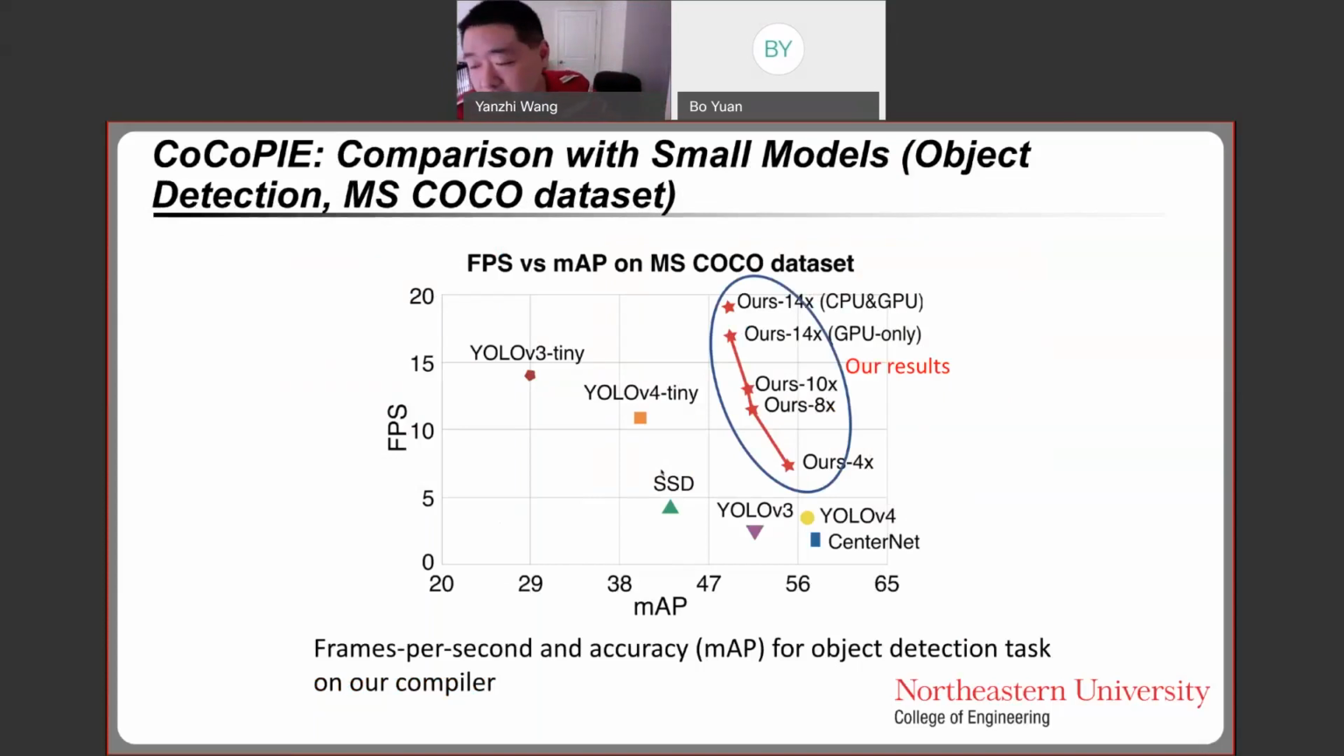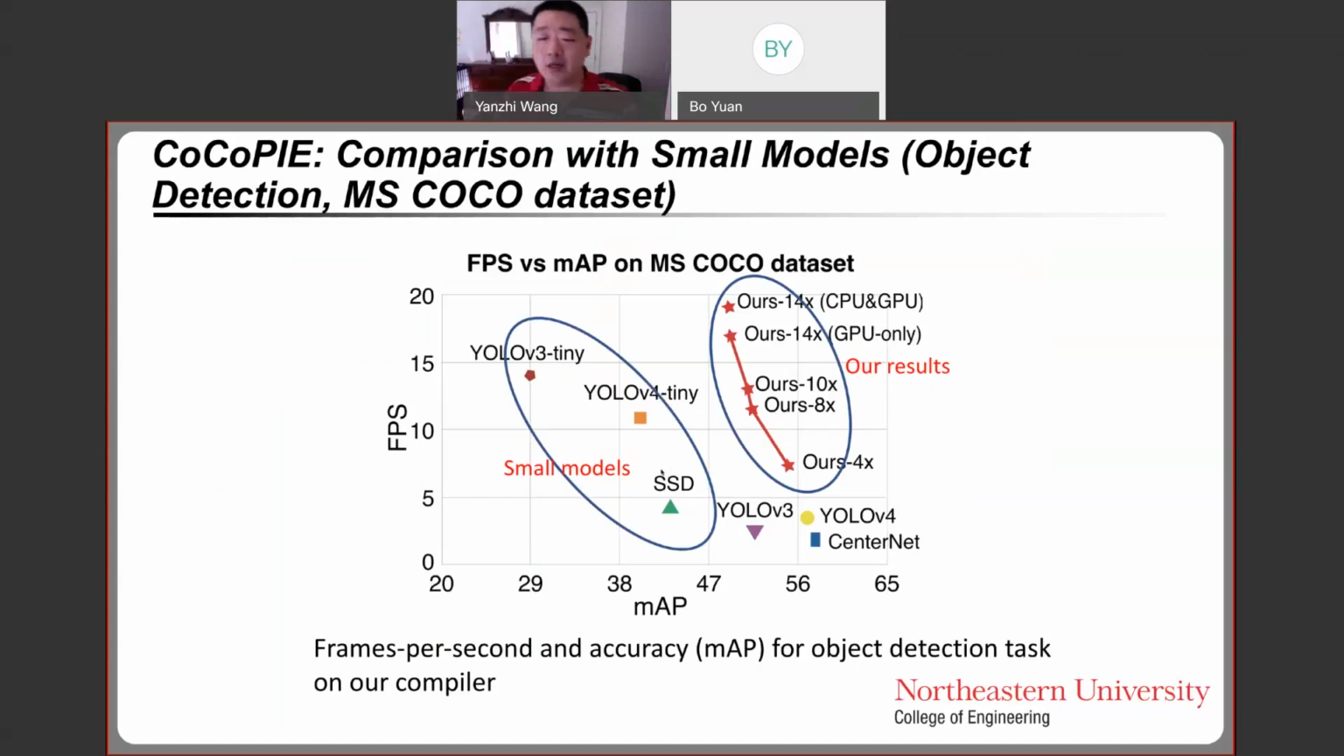Our results show a series of trade-offs here. As we can see, it starts from YOLO V4, and then it is a Pareto optimal trade-off. If we compare with YOLO V3, the tiny versions, or the SSD, we can see that we can simultaneously be more accurate and also have multiple times speed up. So we are simultaneously more accurate and also faster compared with training small models, even if we are using the same framework. This shows the effectiveness of our compression.